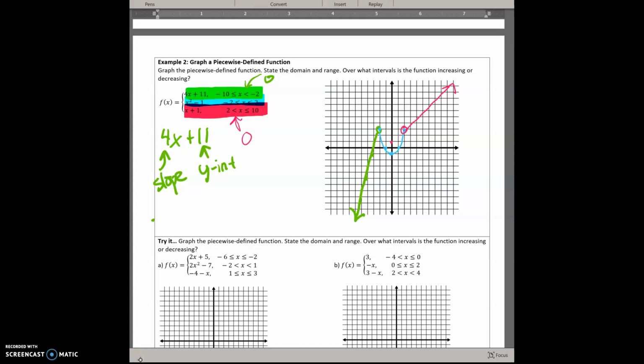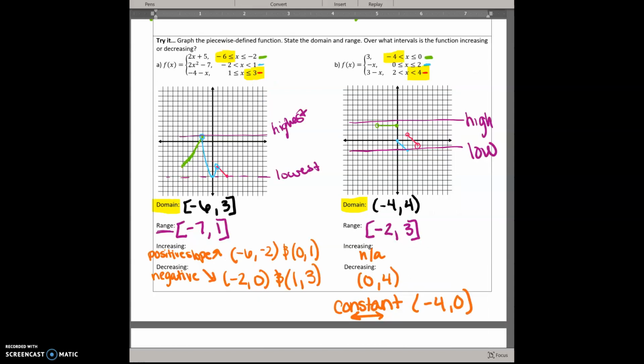Okay, and then I would pause the video because I'm actually going to just show you the answers for the next two, so if you wanted to try it on your own, I'd pause. And here are the answers for that. And then here's the domain range increasing and decreasing.